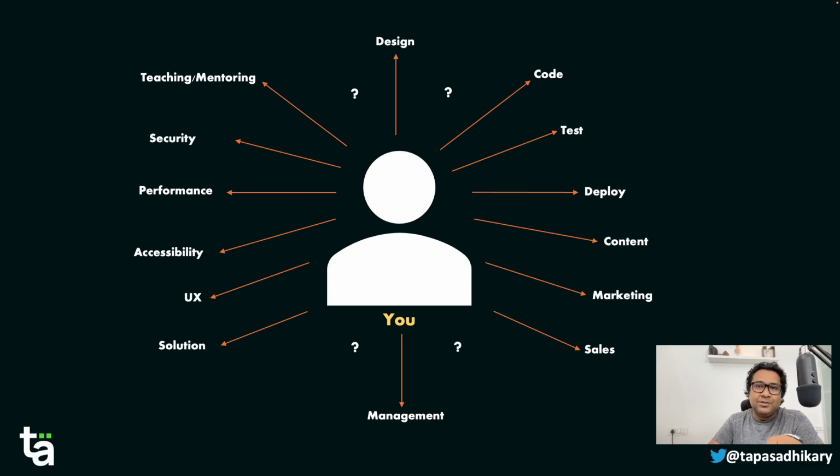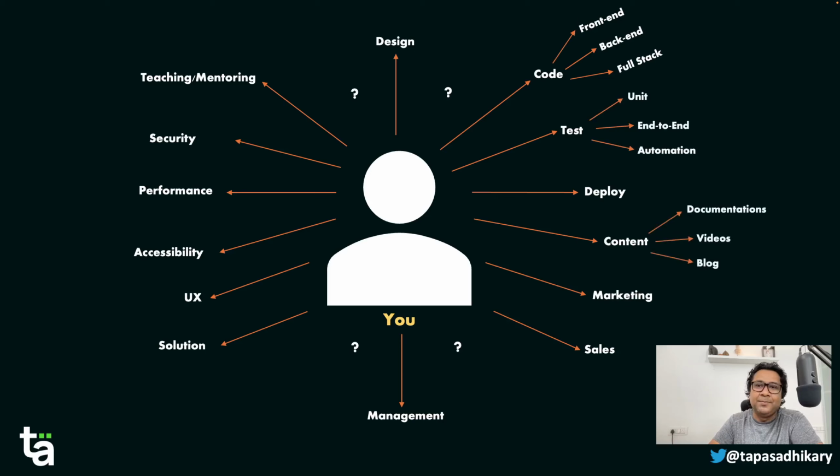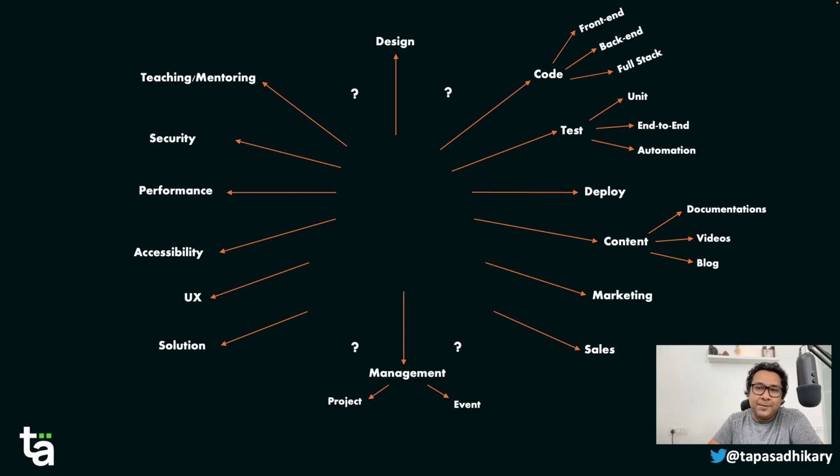And you know what? In each of these sections like code, test, deploy, there could be more. In code, you can be front end, back end, full stack. In test, you can do unit testing, end-to-end testing, automation testing. In content, you can do documentation, videos, the one that I'm making right now and sharing with you. You can write blogs. In management, you can do project management, event management. You can do a bunch of things over there.